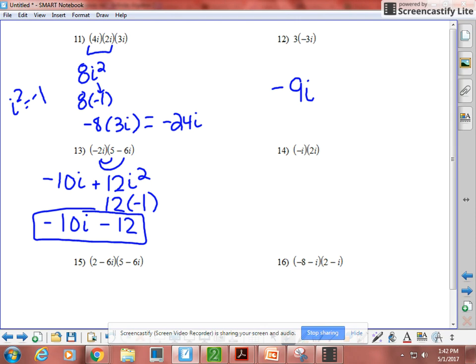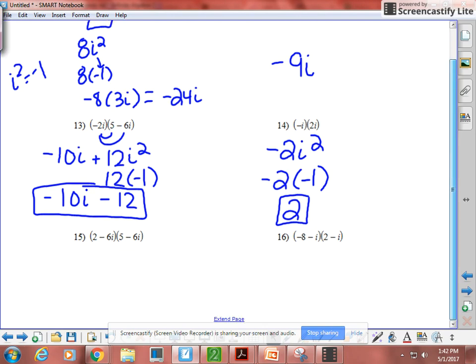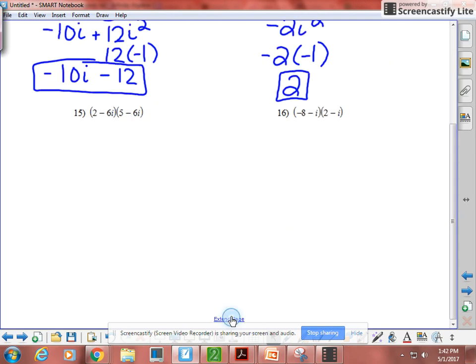Number 14, multiplying those together, I get negative 2i squared. So it's negative 2 times negative 1, because that's what i squared is. So my final answer is just 2. Okay, so these bottom two on here, you're going to have to FOIL. So remember, first, outer, inner, last for these. Try and extend my page a little bit.